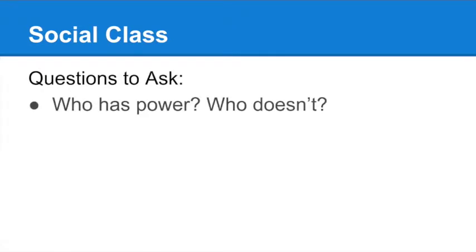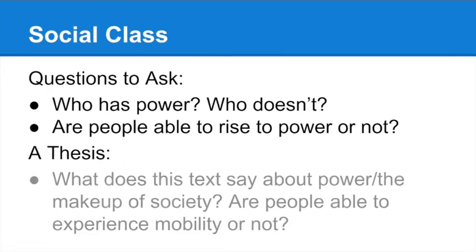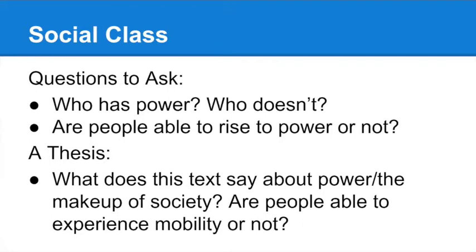Right. Social class criticism. Social class criticism is where we look at power. So questions to ask: who has power, who doesn't? And are people able to rise to power or not? The answer to that question can help you get to a thesis, which ultimately we want to answer: what does this text say about power or the makeup of society?